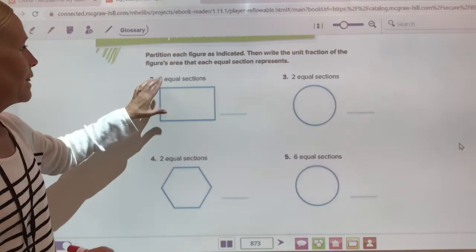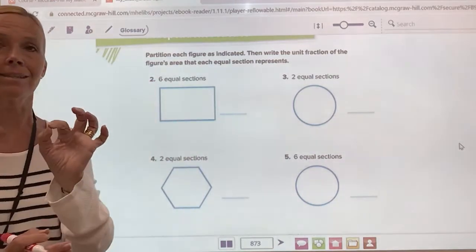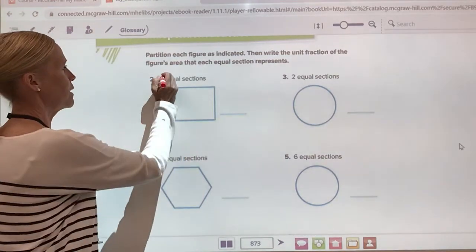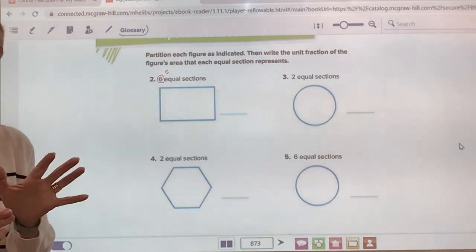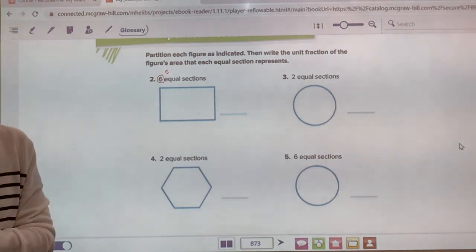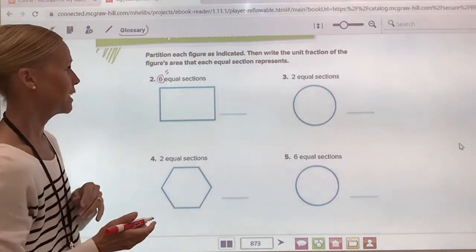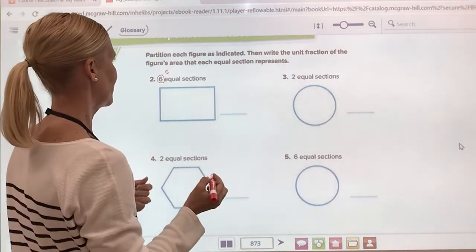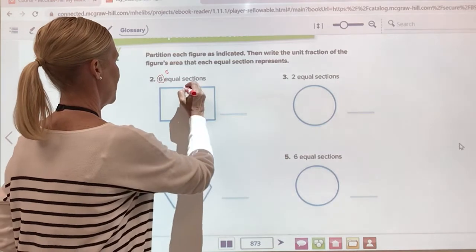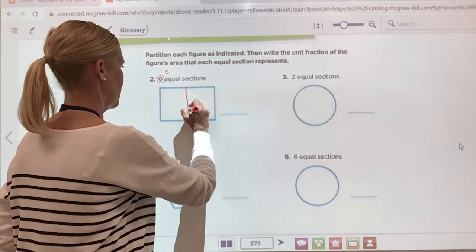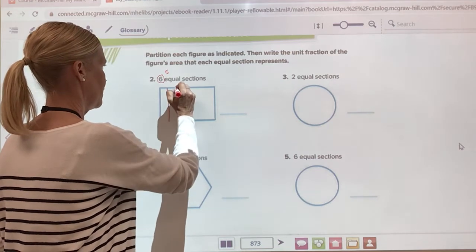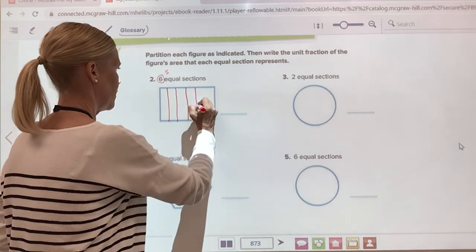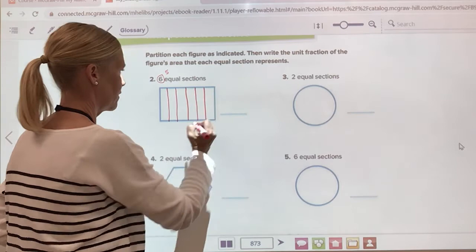So let's look. They want this rectangle in 6 equal sections, right? So if they want 6 equal sections, I know I have to draw 5 lines to get 6 equal sections. These are a little bit harder because it's a little bit harder to try to get them exactly equal. So if I have to do 5 lines, I'm going to do 1 right in the middle, and then 2 on this side, and 2 on this side. Okay, as best I can.